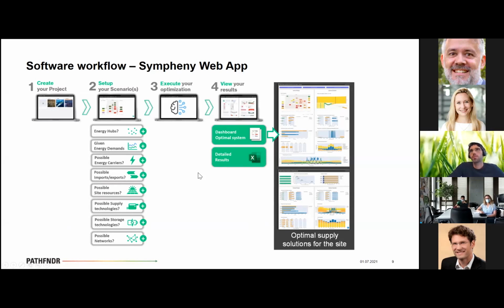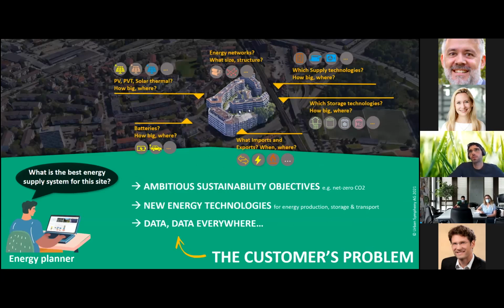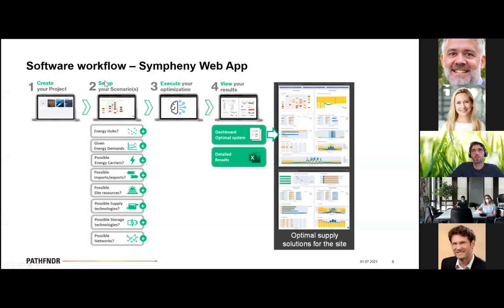Here you see, before I showed the workflow of the Ehub tool, here we have the comparable workflow for the Symphony web app. The main difference is that this whole workflow is in the web, in the cloud, and the interaction by the user is via the browser. In the browser, the user creates a project. They can then set up different scenarios for that project, in which they have to define the energy demands at that site, possible energy carriers that should be considered at the site, and the properties of imports and exports to or from the site.